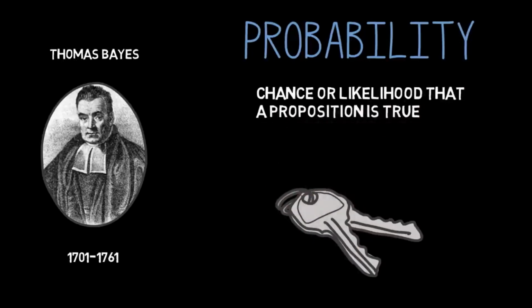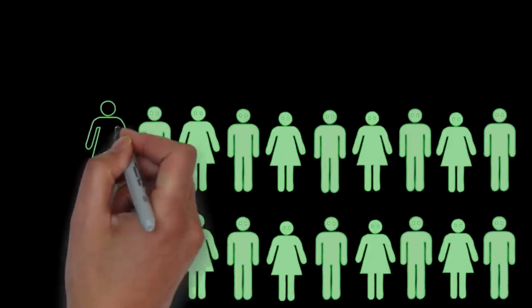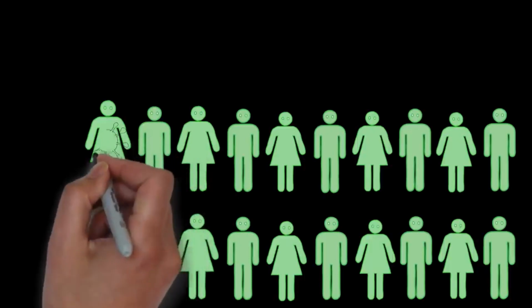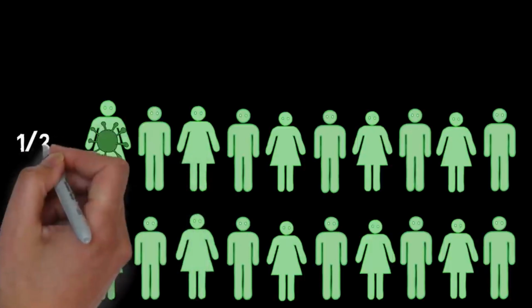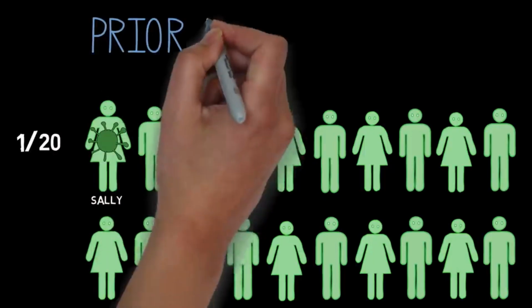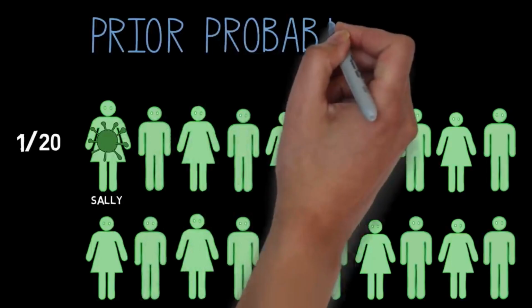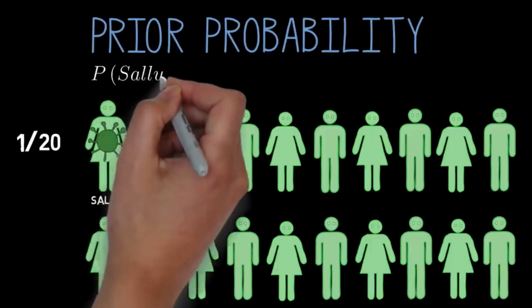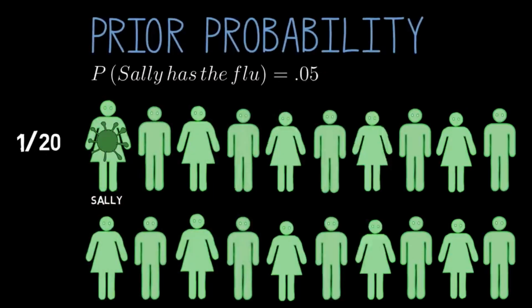Suppose you know that one student in a class of 20 has the flu, but you don't know who. If you know that Sally is a student in the class, you would say the probability that Sally has the flu is 1 in 20, or 5%, or 0.05. We can call this your prior probability that Sally has the flu because it's your probability prior to finding out any new information. As a shorthand, we'll write P of Sally has the flu equals 0.05.